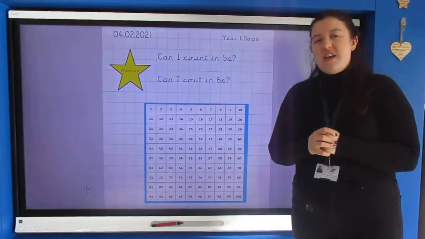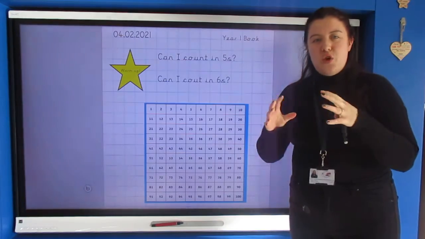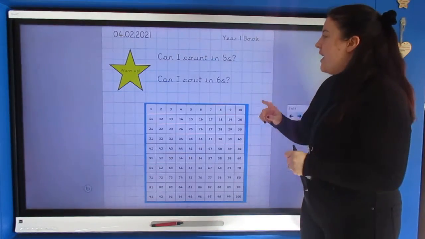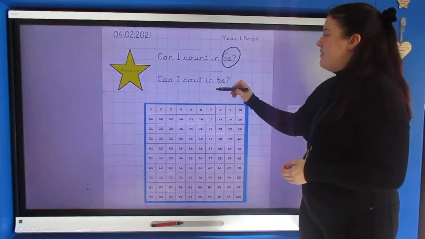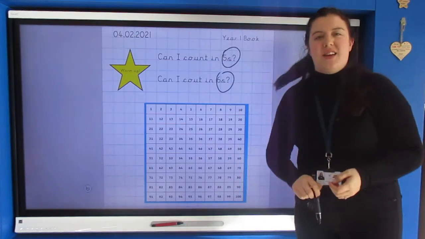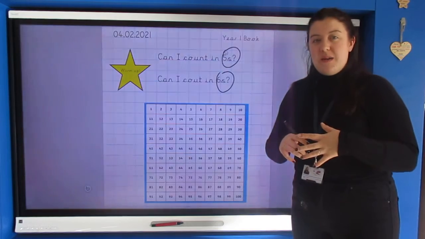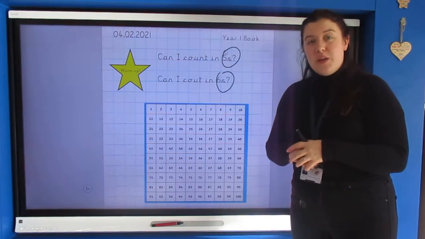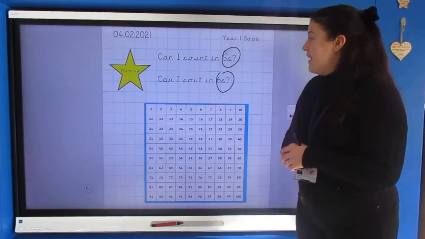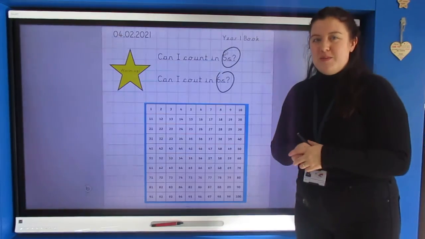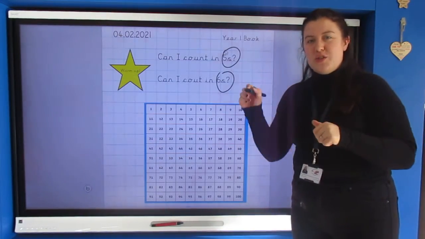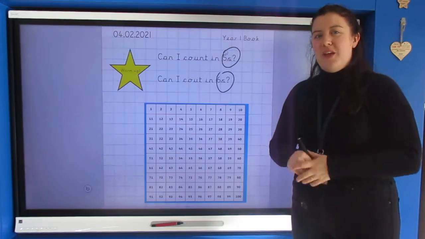This week we've been thinking about counting in different numbers for our warm-up. Today I'd like us to count in 5s and count in 6s, because the more we practice counting in our numbers, our times tables, they will really help us with our learning and multiplication, okay? So, we know our 5 times table. Let's do them together, and you can circle your numbers as we say them.